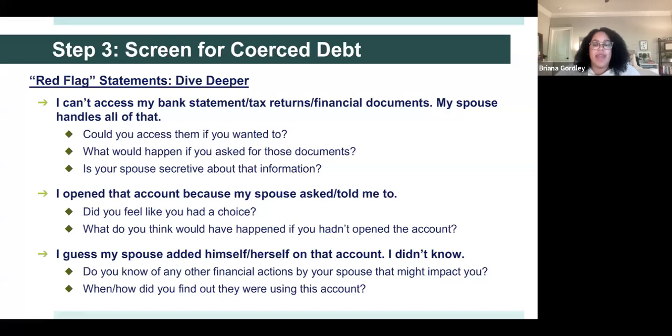"I can't access my bank statement, tax returns, financial documents. My spouse handles all of that." And I want to point out with this one, when you hear words like can't, that may lead you to think that there is an accessibility issue, and that's what makes that a red flag statement. It's different than, well, I don't access my bank statements, but they're saying they can't, which means that there may be an inability to, and that can be concerning.